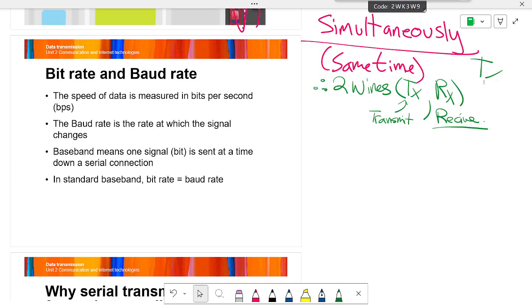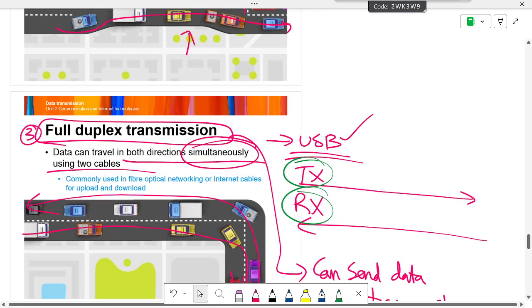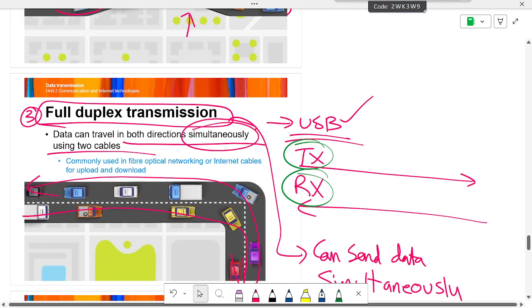One is simplex, one is half duplex, and the third one is full duplex. And if you're studying here, Wendy, I'll give you a little cheat sheet. You just need to remember the name and put a little arrow so you understand. An arrow represents a line.